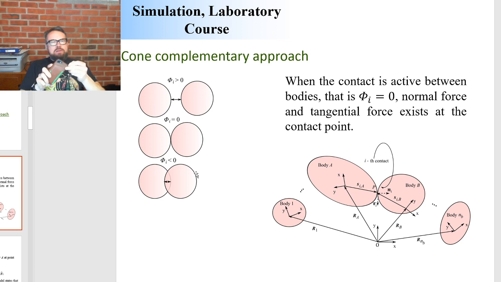Now, in the cone-complementary approach, of course, there are these constraints that are descriptions of joints, but in addition to that, we have inequalities that are descriptions of contacts. And they're saying the bodies can do whatever they want, except they cannot penetrate. So they can move like they want, but they cannot penetrate.